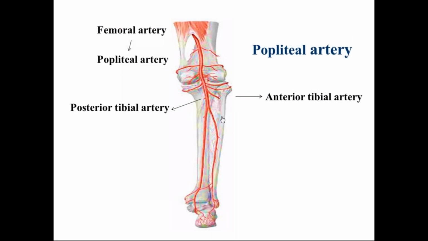Here, we can appreciate that the popliteal artery is a continuation of femoral artery after it passes through this hiatus present in the adductor magnus, and it is reaching the posterior aspect, entering the popliteal fossa, and thereby dividing into two terminal branches, that is the anterior tibial and the posterior tibial arteries.